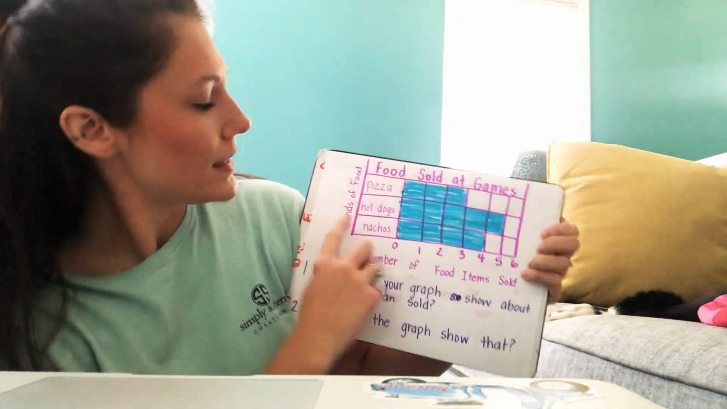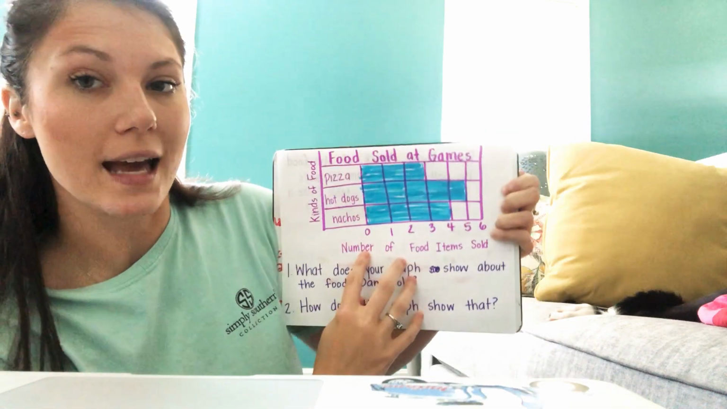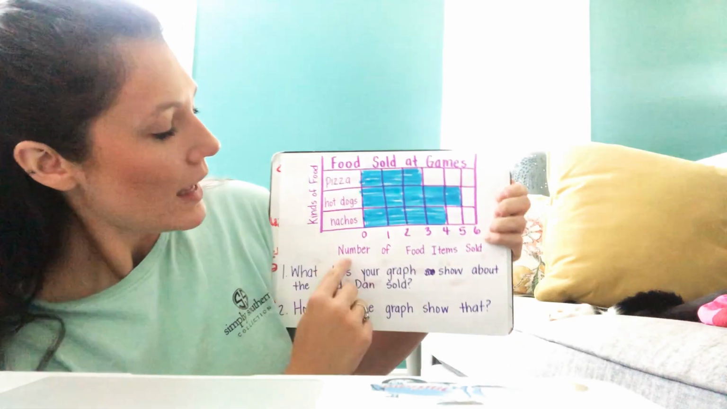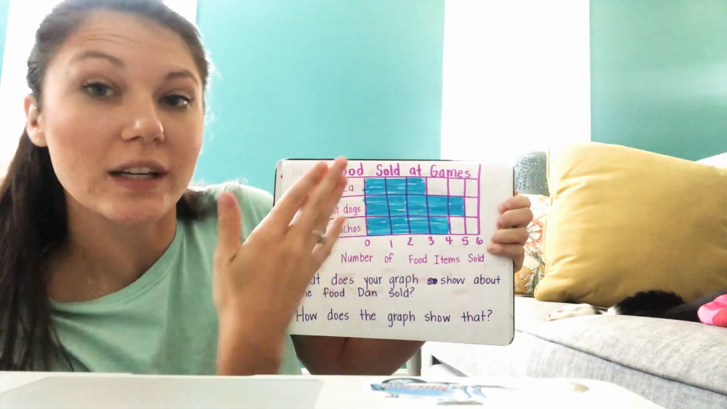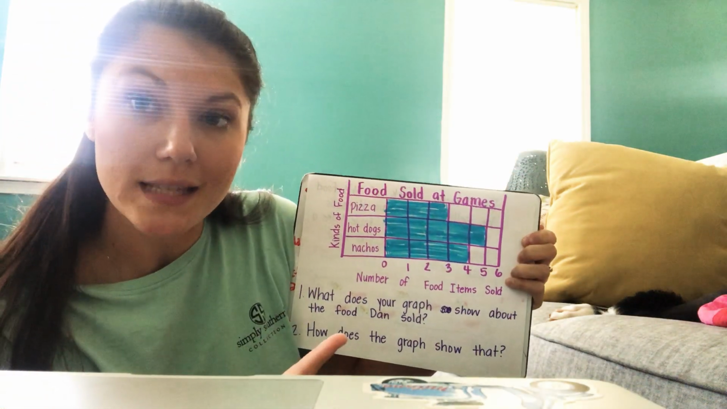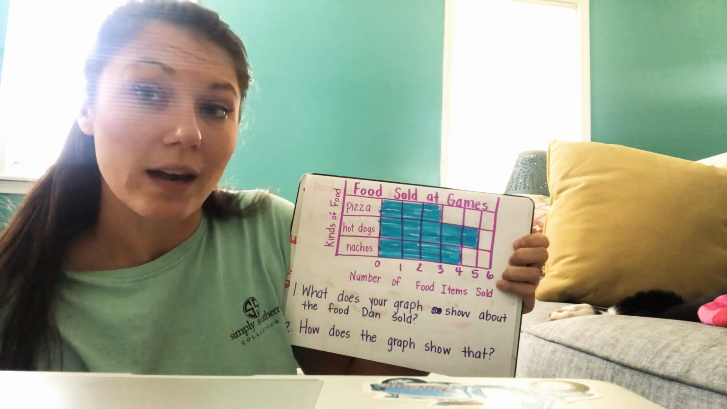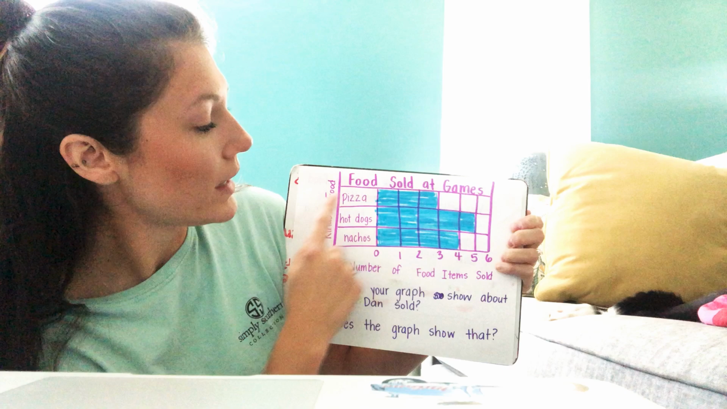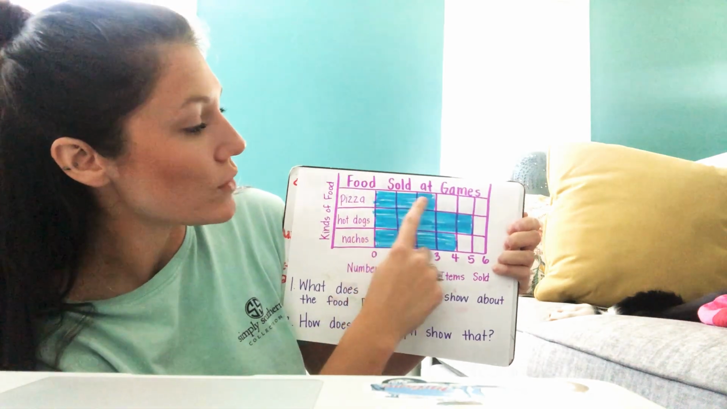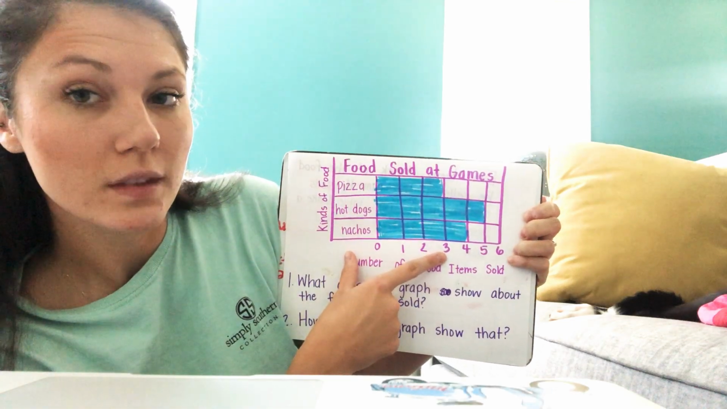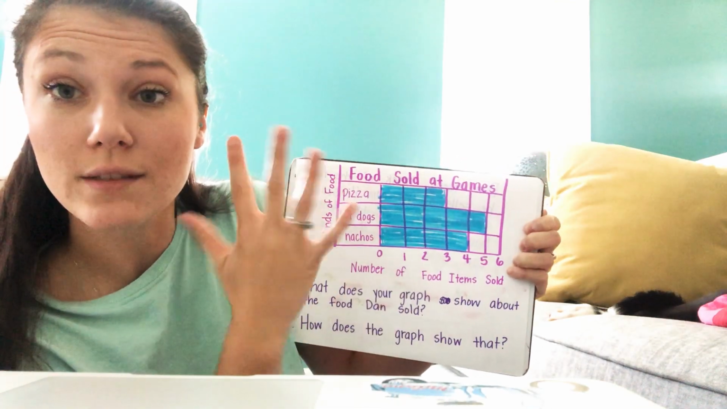On this side, it says kinds of food. Those were the kinds of food that Dan had at the game. We have our title that says food sold at games. And then we have number of food items sold. So for each item, we graphed it. If we look back at the picture, and you've already got your data in front of you, you should have counted that there were 3 slices of pizza. So on our graph, I colored 1, 2, 3, and it stops at the 3. Can you see that? For hot dogs, you should have counted 5.